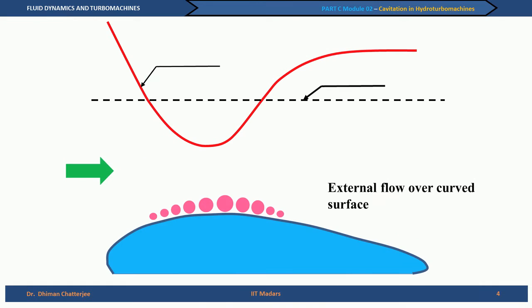The previous example that I had given was for an internal flow, but we can also have external flows like the one shown in this slide. You can see the flow over some curved surface. This red line indicates the external pressure variation as experienced by any fluid that moves over this surface, and this black dashed line refers to the vapor pressure corresponding to the temperature of the ambient condition or the temperature of the liquid.